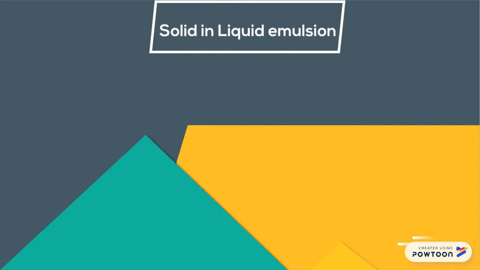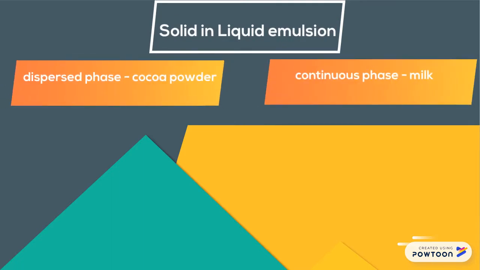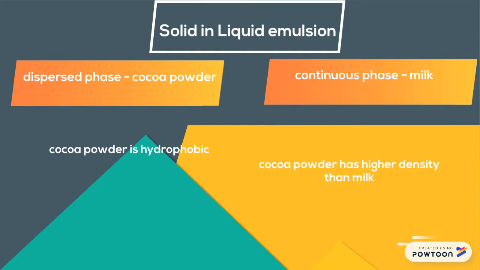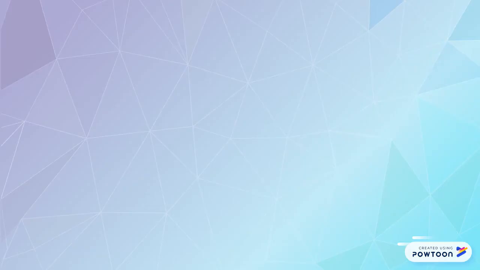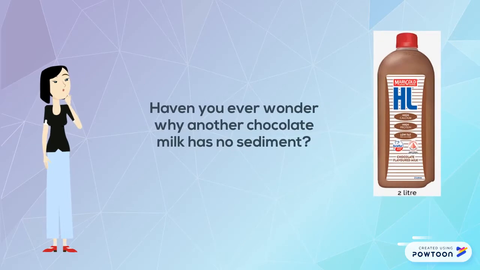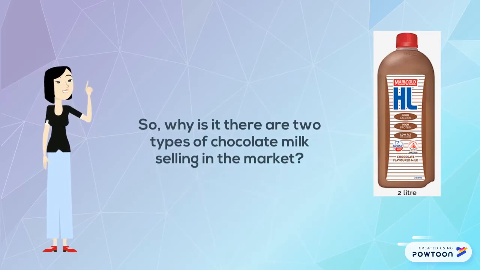In this case, chocolate milk is actually a solid in liquid emulsion. The dispersed phase is cocoa powder while the continuous phase is milk. Cocoa powder is actually hydrophobic and has a higher density than milk. Hence, sedimentation occurs and it is driven by gravity. Have you ever wondered why another chocolate milk has no sediment? So, why are there two types of chocolate milk selling in the market?